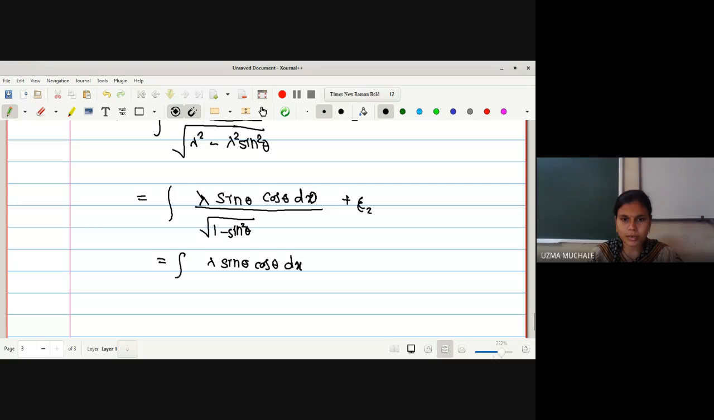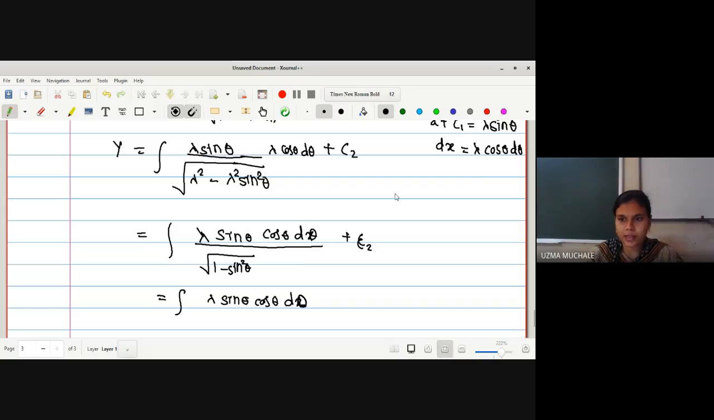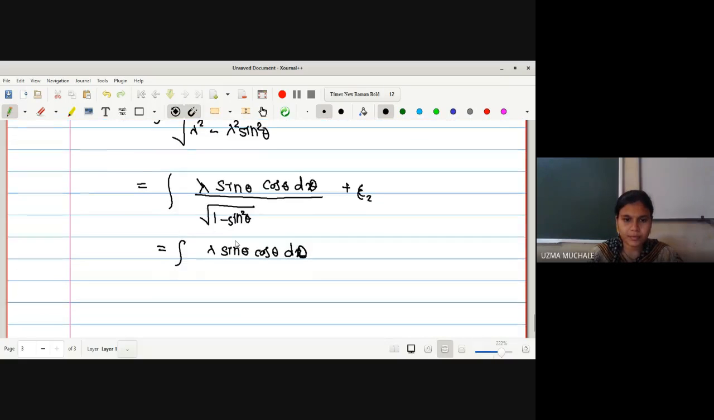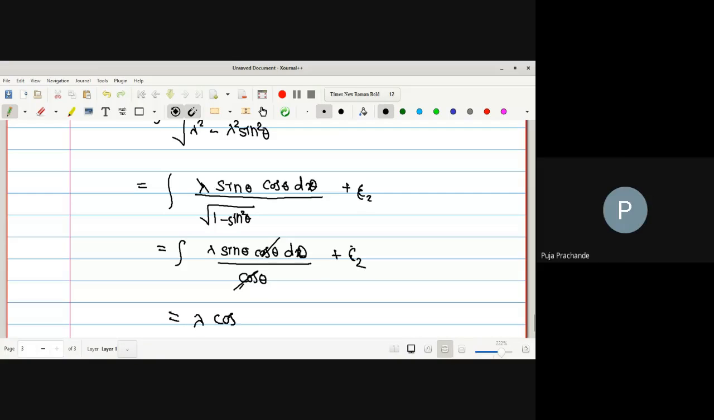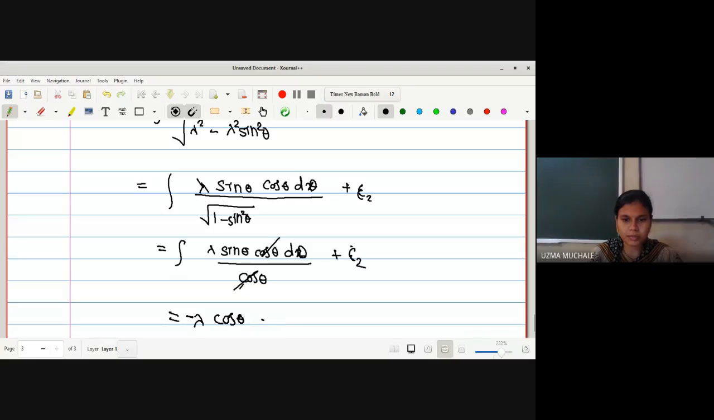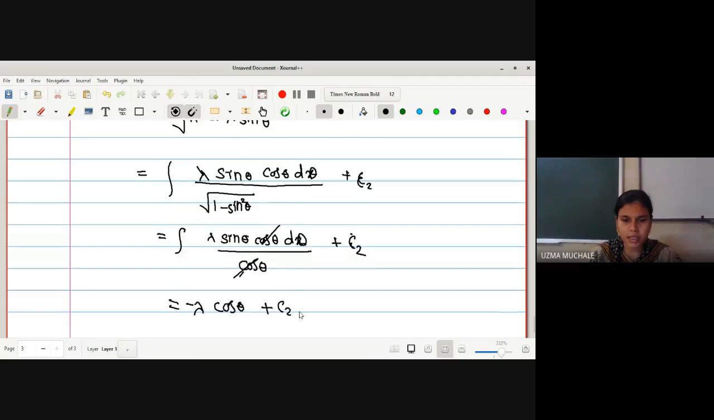Sorry, it is theta, no? Here it is theta. Okay, 1 minus sine square theta is cos square theta. Taking square root, it will be cos. So this cos theta will get cancelled. What is the integration of this term? Lambda is a constant. What is the integration of sin theta? Minus cos theta. Minus cos theta plus this term c2 as it is.